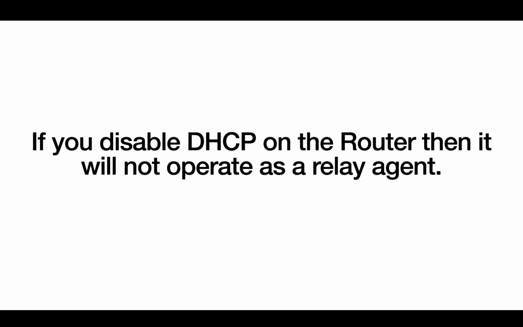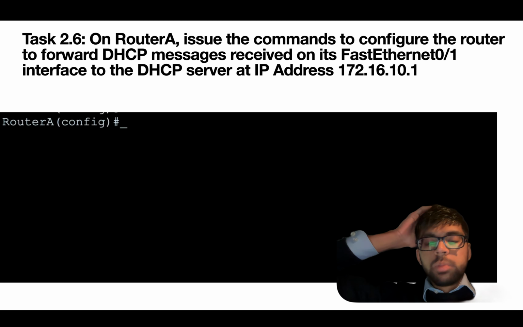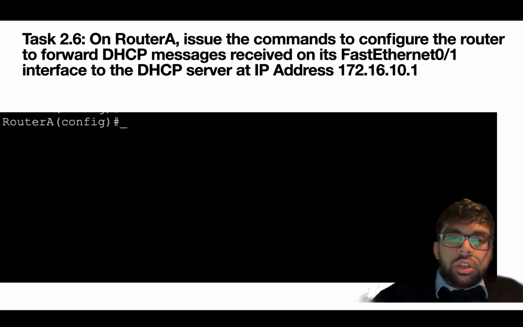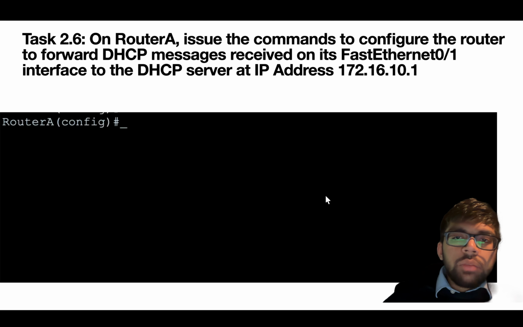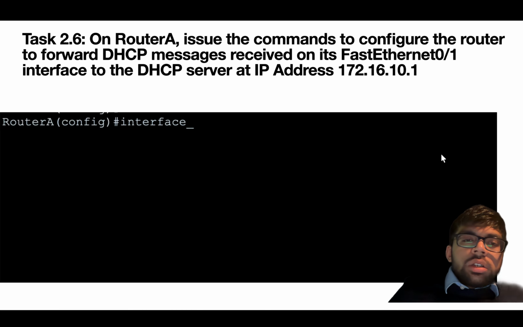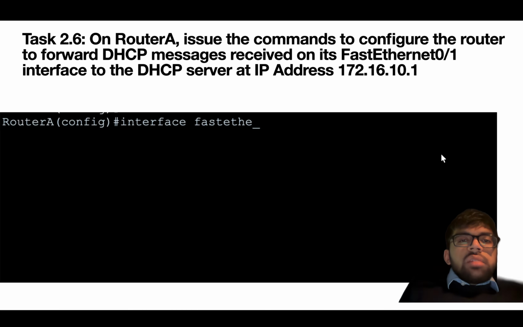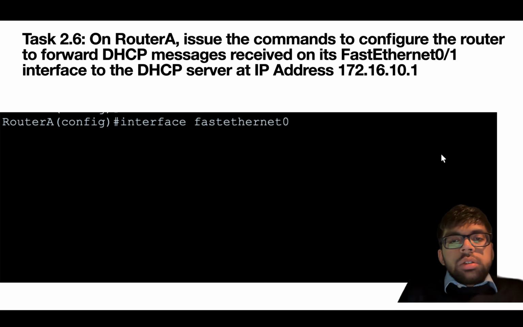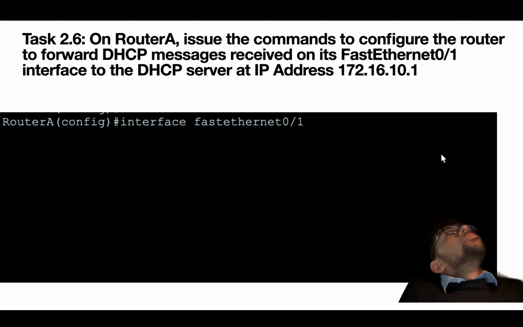You should not disable the service, right? If you disable DHCP on the router, then it will not operate as the relay agent, and we're supposed to be configuring a relay agent. So on router A, we need to issue the commands to configure the router to forward DHCP messages received on its FastEthernet 0/1 interface to the DHCP server on 172.16.10.1. So interface FastEthernet 0/1.